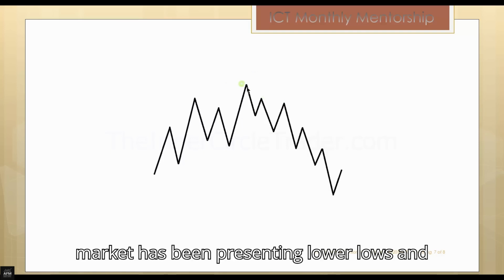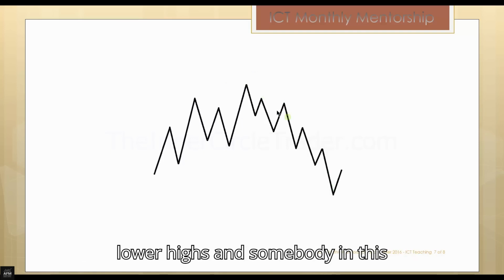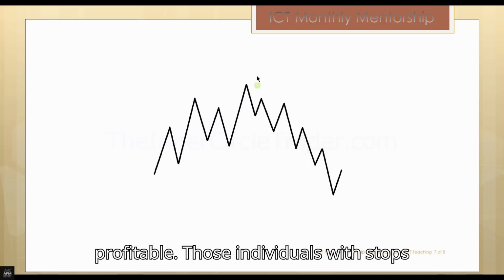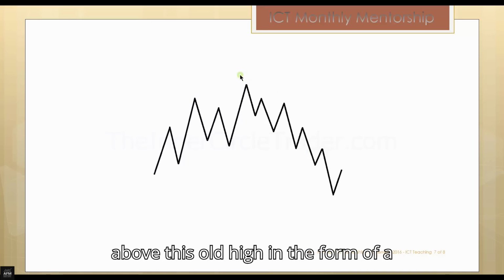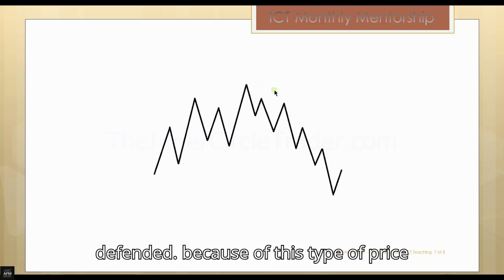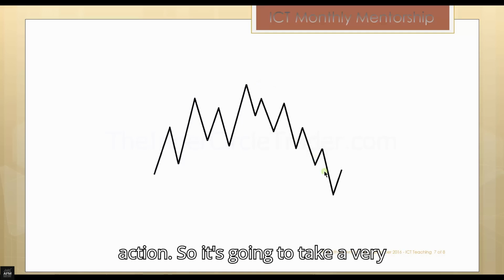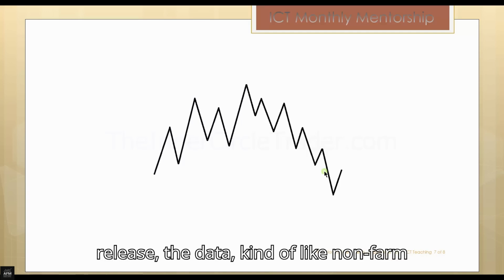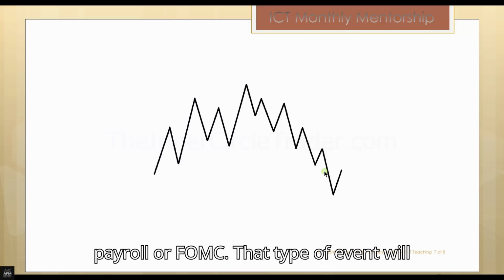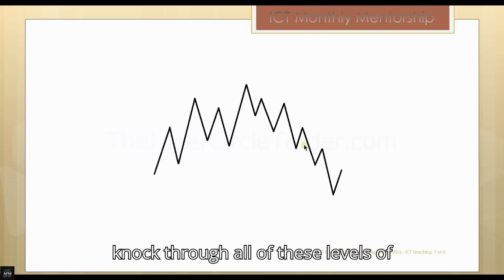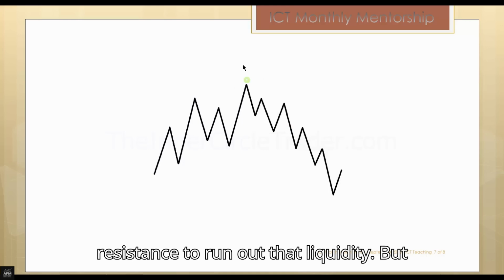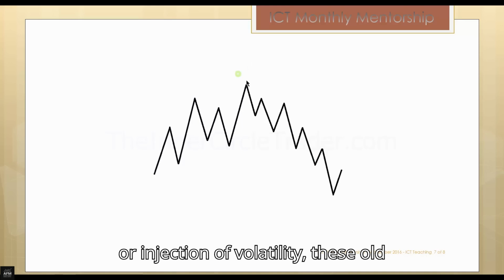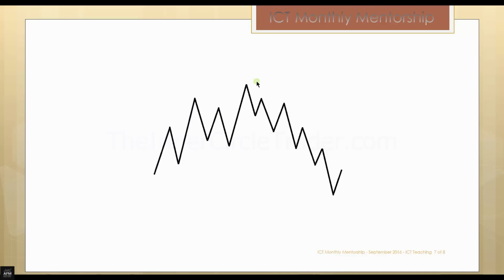We understand that the market has been presenting lower lows and lower highs, and somebody in this market would obviously be profitable. Those individuals with stops above this old high in the form of a fund are actually very highly defended because of this type of price action. So it's going to take a very sharp economic market release, like non-farm payroll or FOMC. That type of event will knock through all of these levels of resistance to run out that liquidity. But generally, without that type of influence or injection of volatility, these old highs generally are well defended.